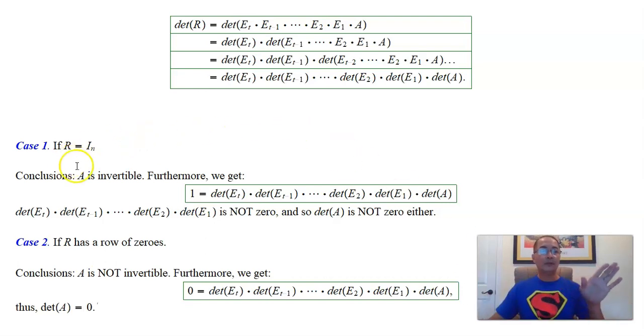We reached a fork in the road on one branch of that proof. We saw that if the REF is the identity, then A is invertible, and the determinant of A is not 0. The other branch, R has a row of zeros. Then we get that A is not invertible, and furthermore, the determinant of A has to be 0.